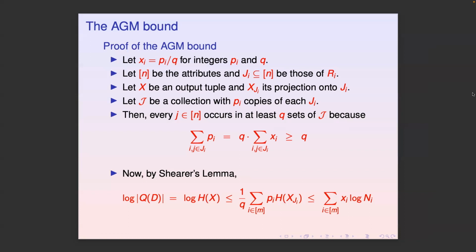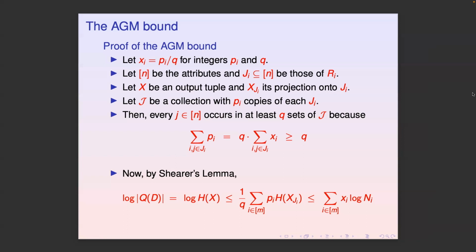Now, you can see that each of the attributes occurs in at least Q of those sets. Because precisely, if you add up for every relation containing the attribute the number of copies that you are putting of this relation, right? This is, if you write p_i as x_i q, this is q times this sum, which is exactly what the linear program ensures is at least one. So this is at least q. And this is it. Now you have that every attribute occurs at least q times in J.